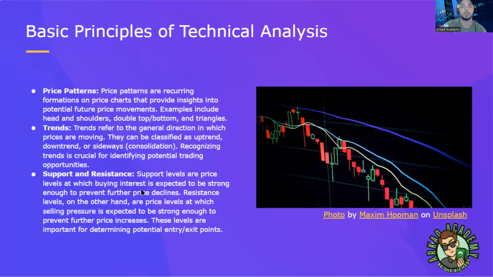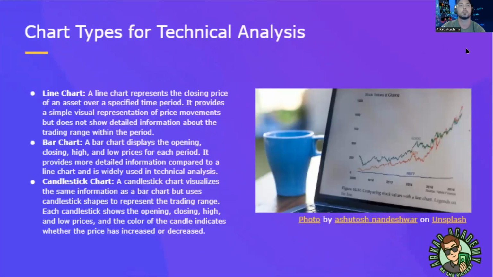Support and resistance. Support levels are price levels at which buying interest is expected to be strong enough to prevent further price declines. Resistance levels, on the other hand, are price levels at which selling pressure is expected to be strong enough to prevent further price increase. So think of it as the floor and the ceiling of a house. You've got to break through the ceiling to move price or break through the floor to move price.